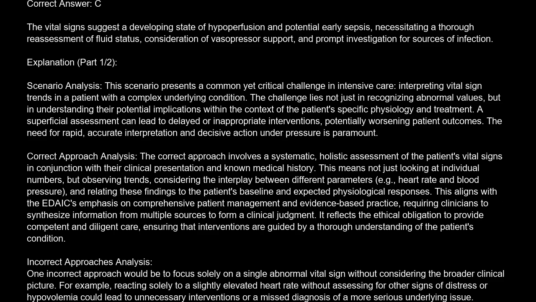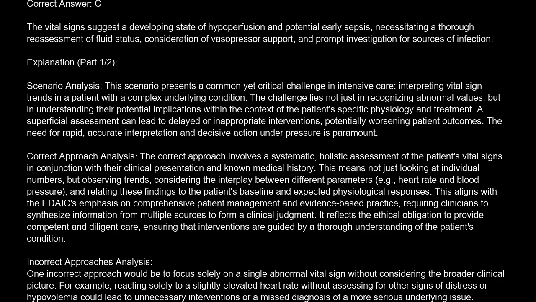The correct answer is C. The vital signs suggest a developing state of hypoperfusion and potential early sepsis, necessitating a thorough reassessment of fluid status, consideration of vasopressor support, and prompt investigation for sources of infection.